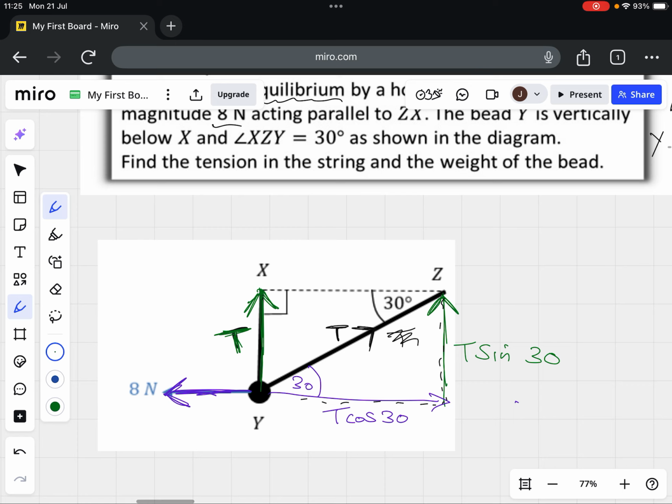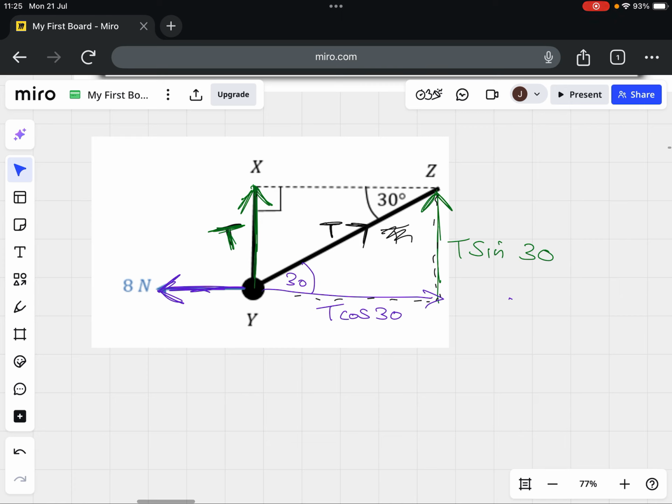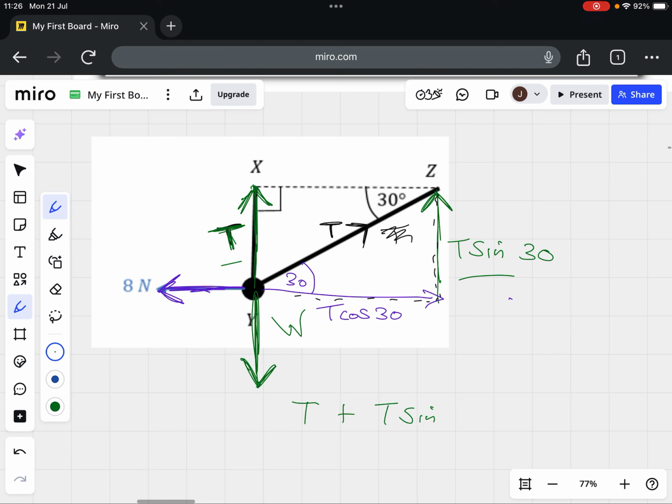So I'm ready for my equations now. My equations are going to be the green ones. Now, something interesting: if you do the green ones, it's going up and it's going up, so it looks like you're missing something because it said it was in equilibrium. So what we're missing is the weight of the bead. Otherwise, you see you have two arrows up and no arrows down. It doesn't make sense. So we're going to say that T plus T sine 30 should be equal to W. And for the purple ones, we can say 8 equals T cos 30.